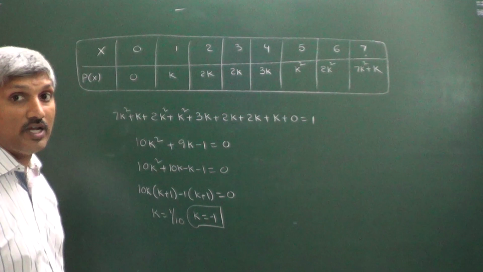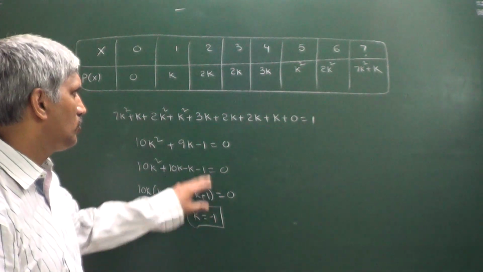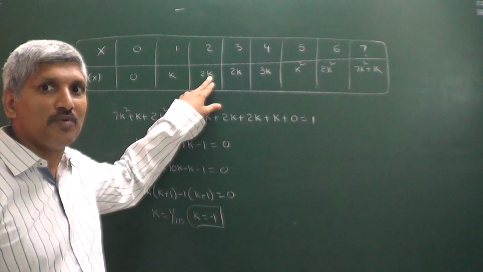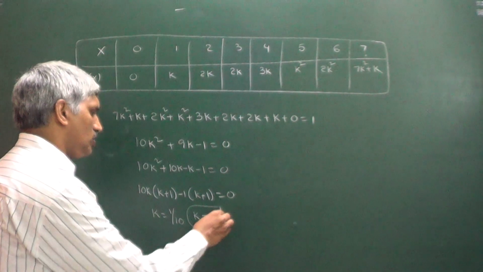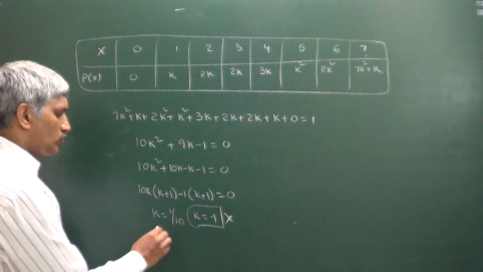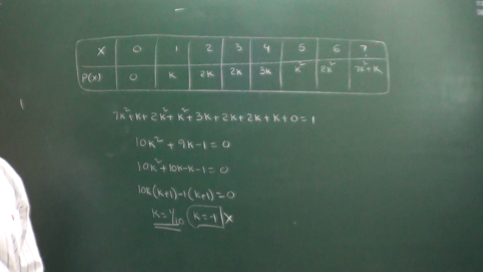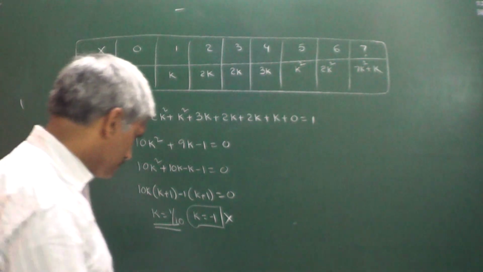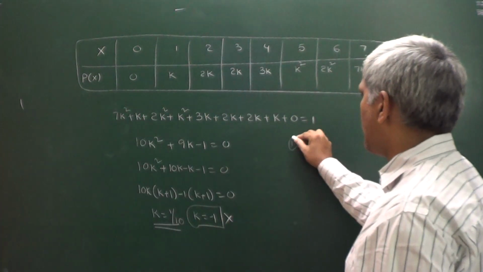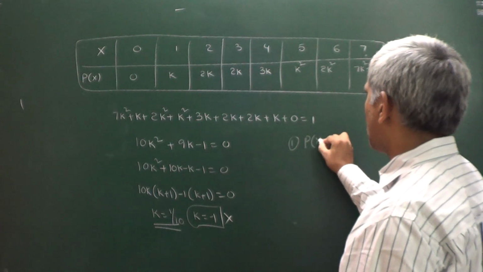The value of k can never be negative, because if k is negative, we would get a negative probability. That's why k equal to minus 1 is not possible. So we got the value of k equal to 1 by 10. Suppose the question asks to find P of x less than 3.